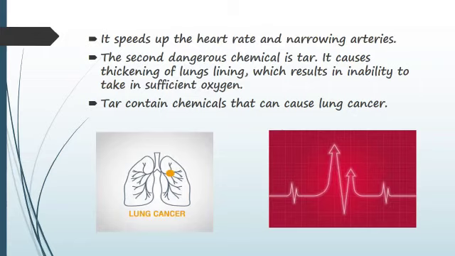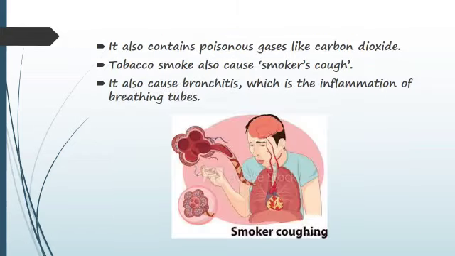And the second dangerous chemical in cigarettes is tar. It causes the thickening of the lung lining, which results in inability to take in sufficient oxygen. So tar contains chemicals that can cause lung cancer. It also contains poisonous gases like carbon monoxide.